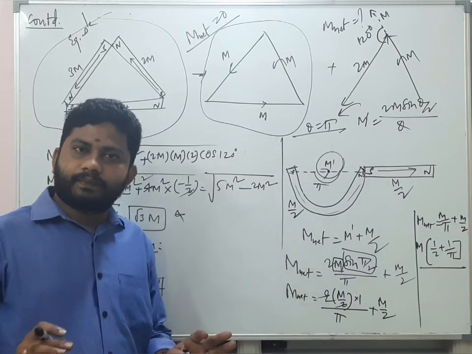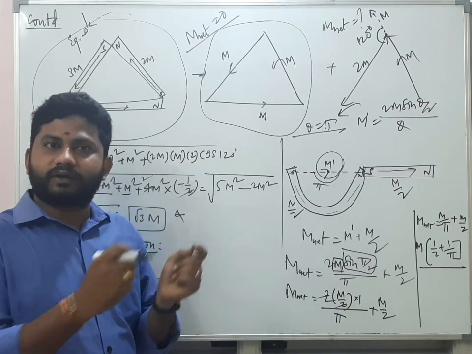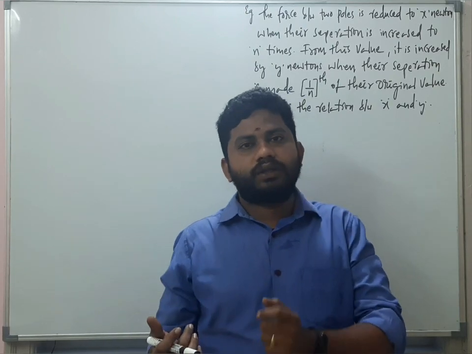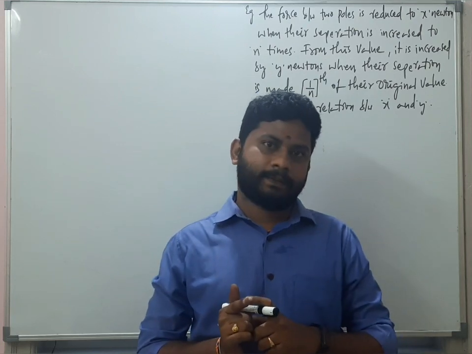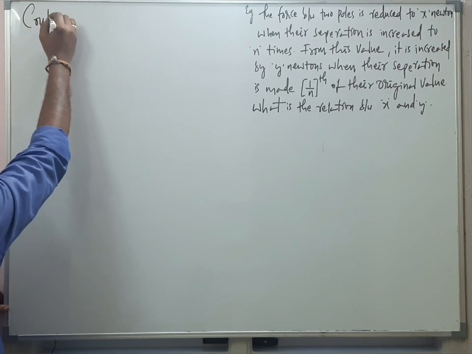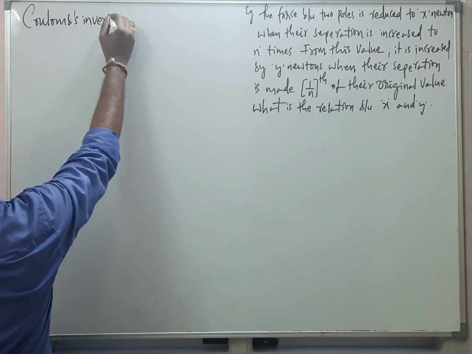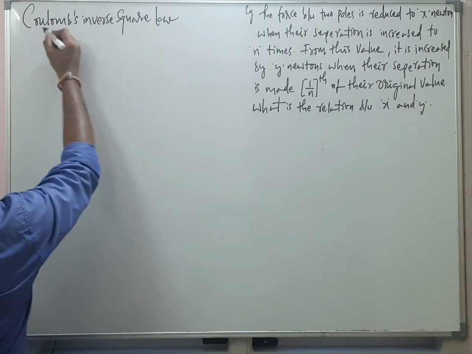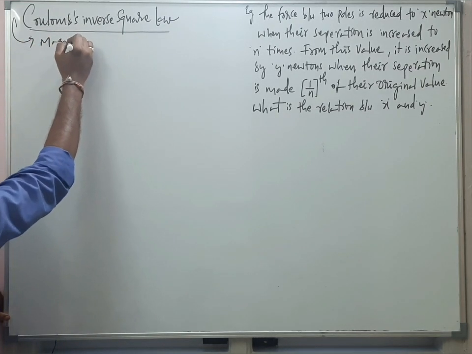Okay, let's discuss one more topic from the same chapter. My dear students, let's look at the last concept and topic for today's session. It is Coulomb's inverse square law in magnetism.